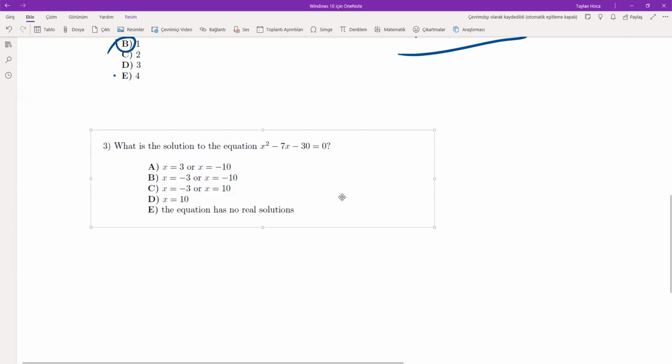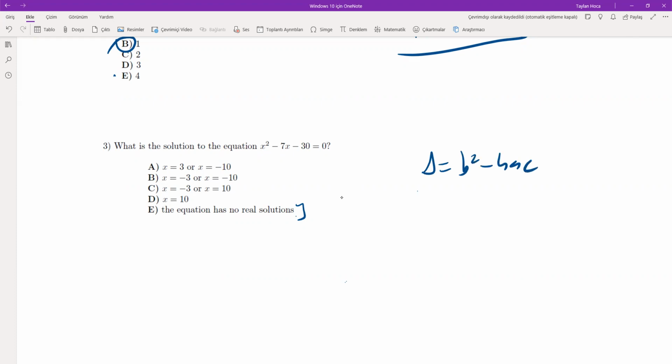What's the solution to the equation x squared minus 7x minus 30 is 0? My advice to you, if you have this question, check quickly if the equation has solutions or not. It's done by delta, b squared minus 4ac. Since a is positive and c is negative, I am sure that delta is positive. I don't even do the calculations here. So the equation has solutions.